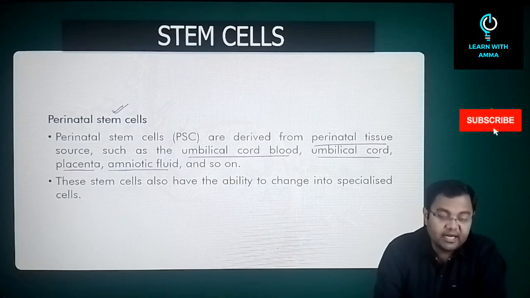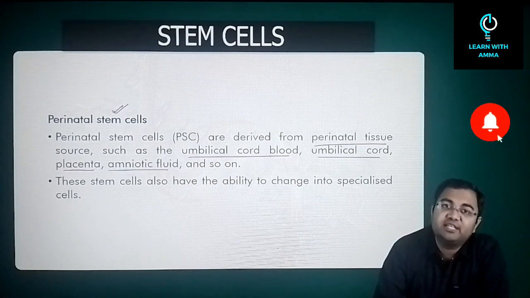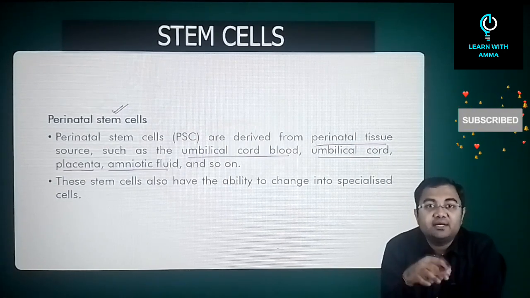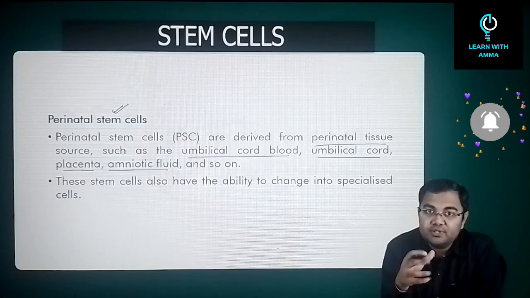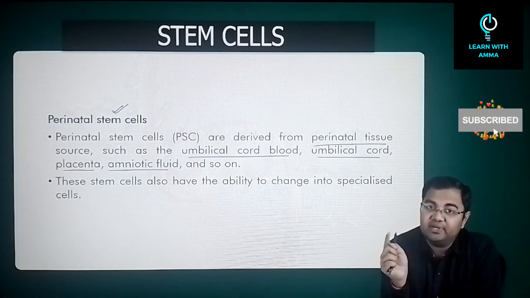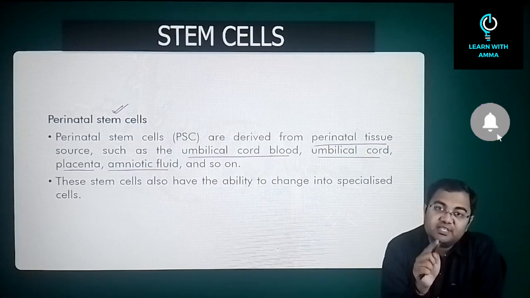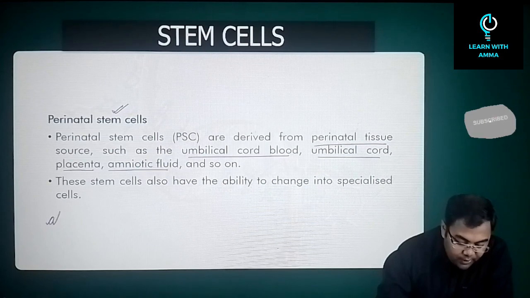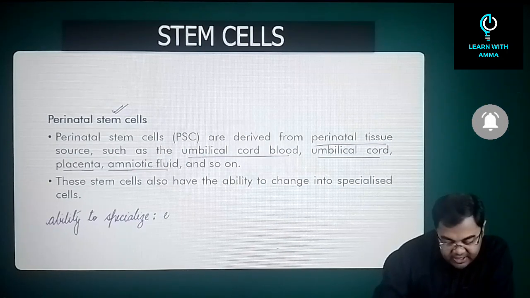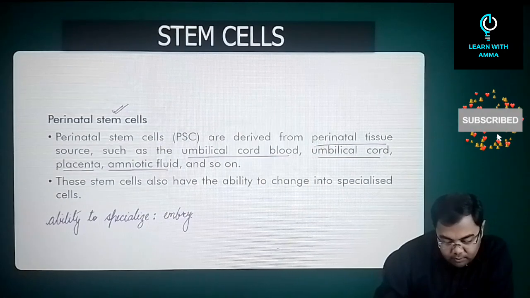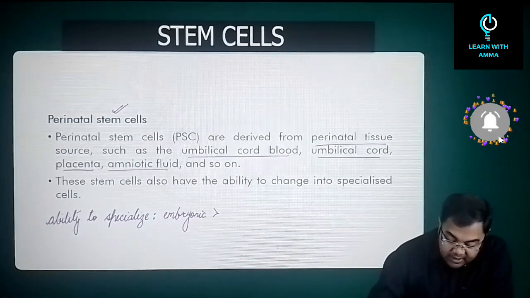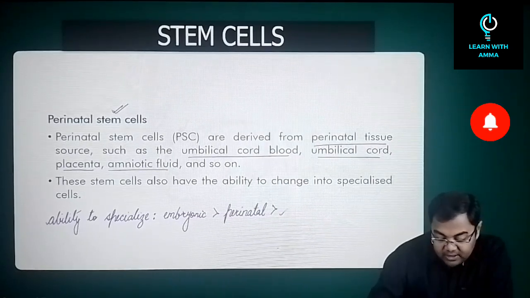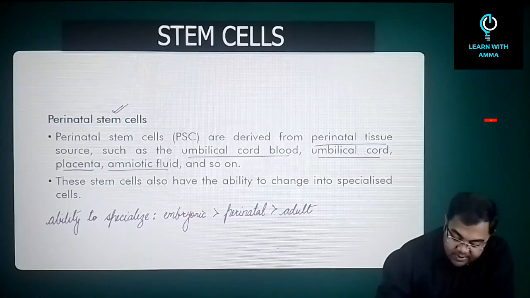Perinatal stem cells also have a limited ability to specialize. They do not have specialization as much as the embryonic stem cells have. So as far as the ability to specialize goes, the most flexible of all will be embryonic stem cell, followed by perinatal stem cells, and then followed by adult stem cells. All right. So if we go by ability to specialize, we start with embryonic, then comes perinatal, and then comes adult. So just remember this.